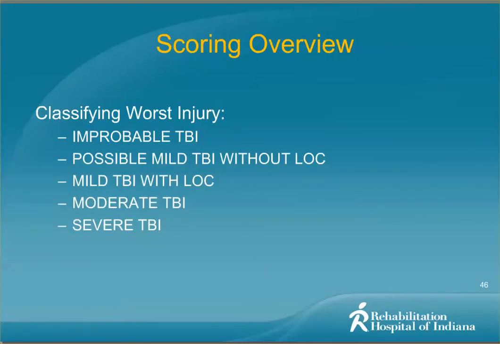Okay, so that is it for completing the actual form. Scoring is also fairly simple. The scoring that we are providing you simply involves classifying the worst injury into a level of severity. And then the severity levels that we provide are improbable TBI, possible mild TBI without loss of consciousness, mild TBI with loss of consciousness, moderate TBI, and severe TBI.